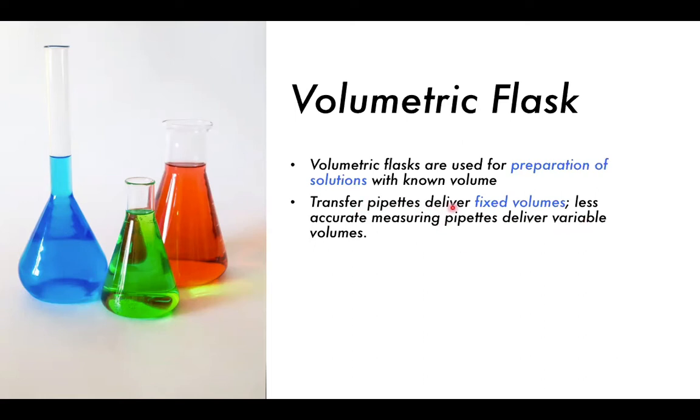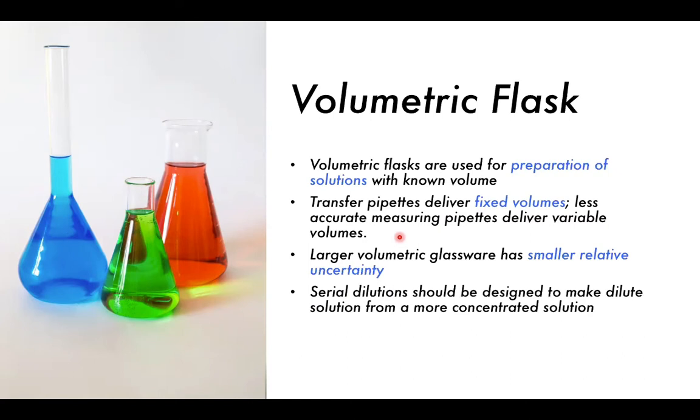So the transfer pipettes deliver fixed volumes, so these are pretty accurate, and less accurate ones are measuring pipettes. They're kind of a similar structure to burettes, which we'll also talk about shortly. So larger volumetric glassware has smaller relative uncertainty.